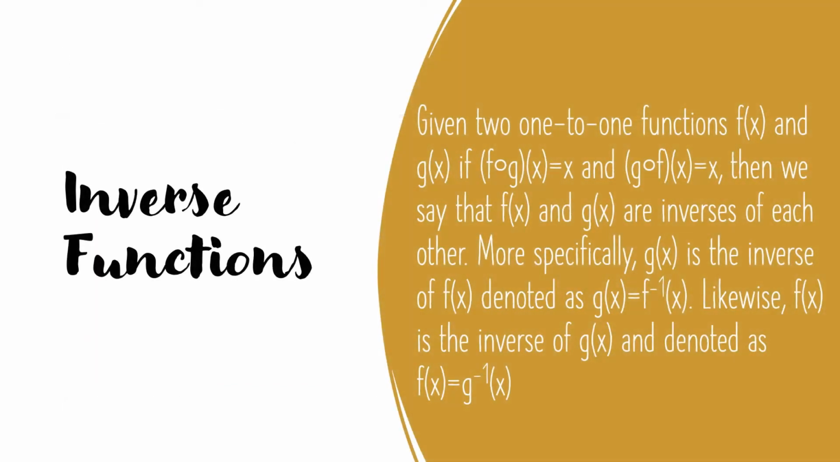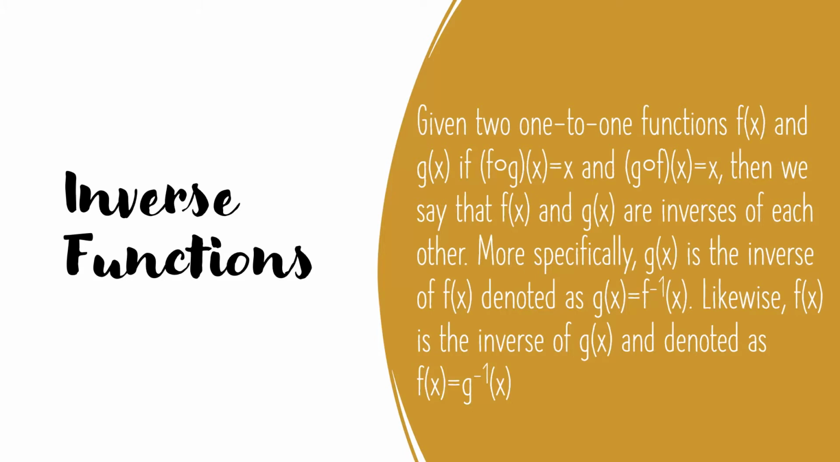Now, given two one-to-one functions f of x and g of x, if f composed with g of x is equal to x and g composed with f of x is equal to x, then we say that f of x and g of x are inverses of each other. More specifically, g of x is the inverse of f of x, denoted by g of x is equal to f raised to negative 1 of x. Likewise, f of x is the inverse of g of x, denoted as f of x is equal to g raised to negative 1 of x.